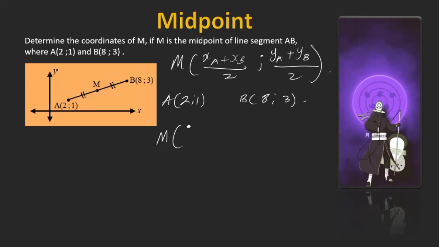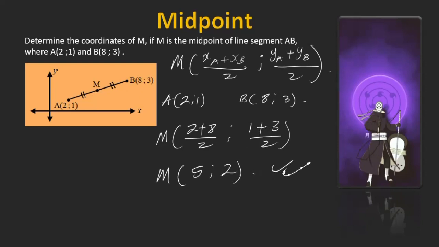What is my x at a? It's 2 plus what is my x at b? That is 8 all over 2. What is my y at a? That is 1. And what is my y at b? That is 3 all over 2. Now coordinates of my midpoint, it's going to be this, it's going to be 10 over 2, that is 5. This is going to be 4 over 2, that is 2. So my coordinates now for the midpoint are going to be these ones.